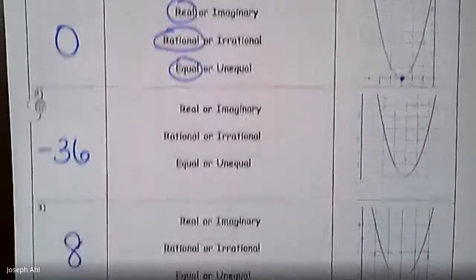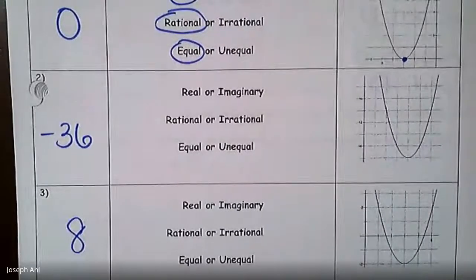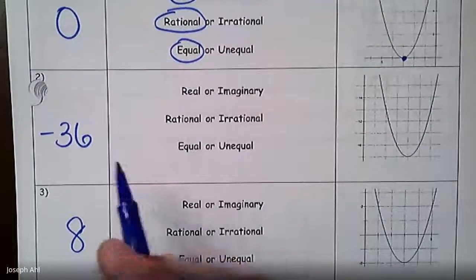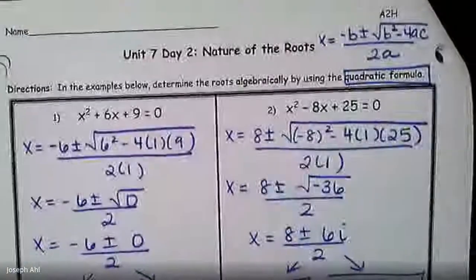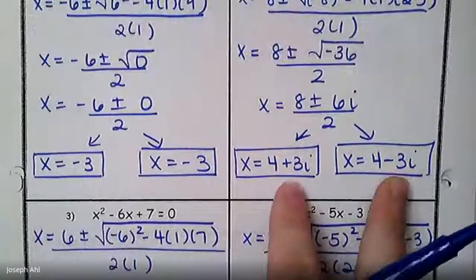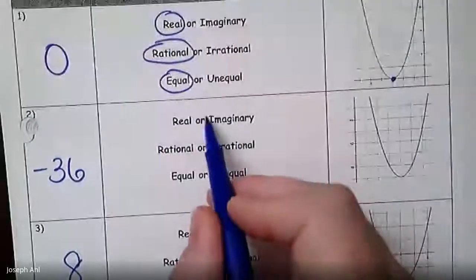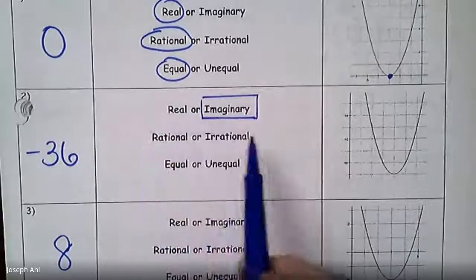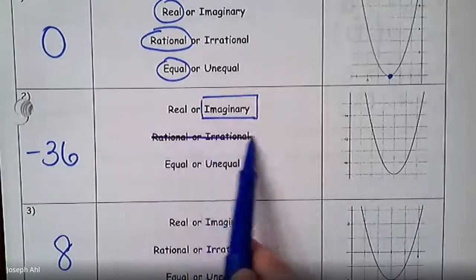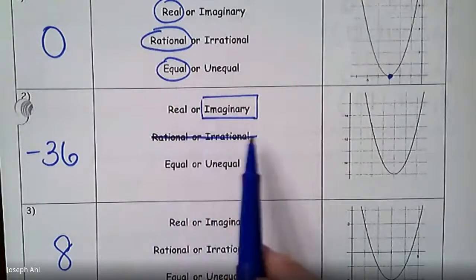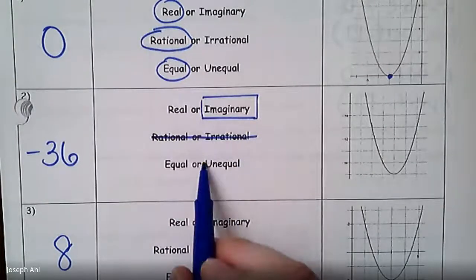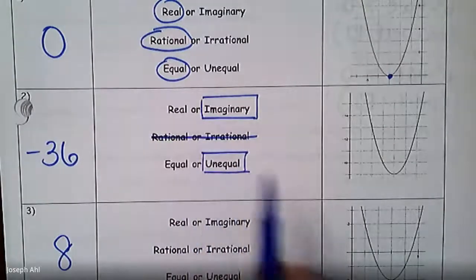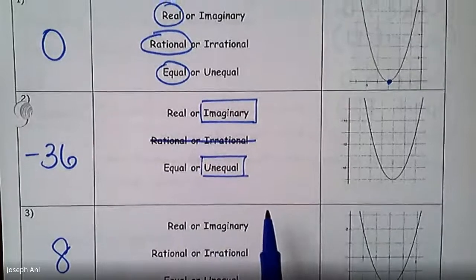Okay, moving on to -36. So -36, when that was the discriminant in number 2, the roots were 4 plus 3i and 4 minus 3i. So that first question, real or imaginary, here the roots are imaginary. And are they rational or irrational? That only applies if the roots are real. So we're going to cross that off. And it turns out that those were unequal. One was 4 plus and one was 4 minus 3i.